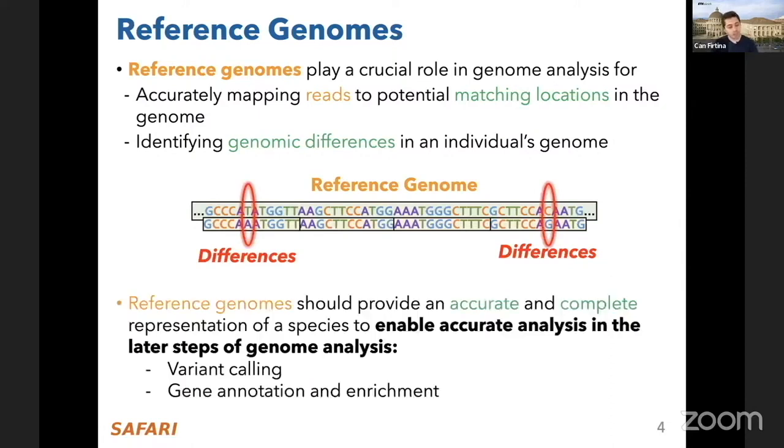And probably from the previous part of today's lecture, you already inferred that the reference genome should be accurate and complete so that we can enable accurate analysis in the later steps of genome analysis, for example, variant calling or gene annotation and enrichment. If the reference genome is inaccurate or incomplete, then this essentially means that we're not mapping our reads to their correct origins, or we're not mapping them at all. So that's why it is important to do so.